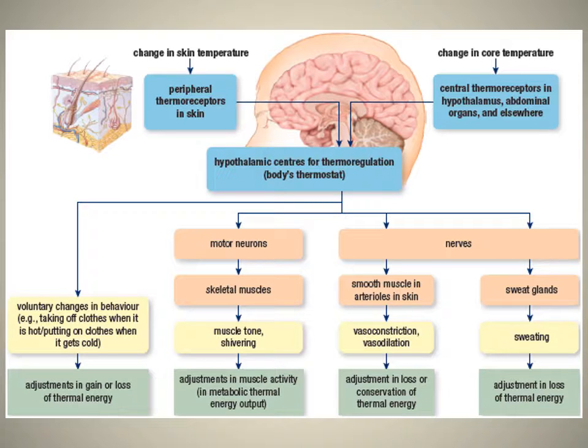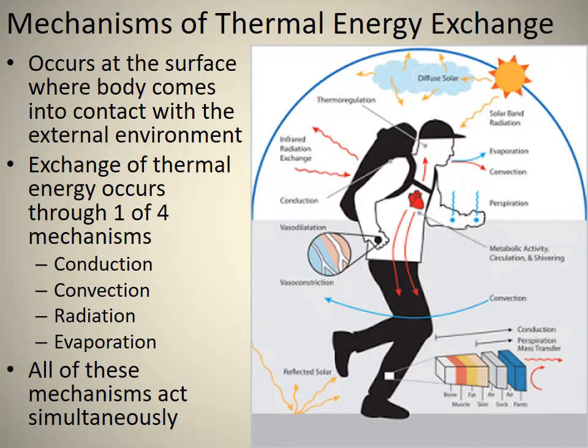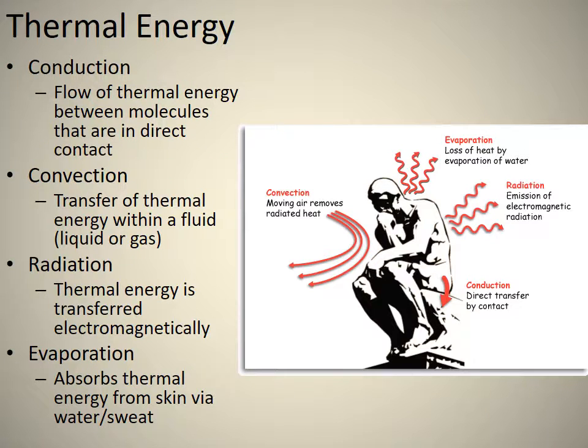Again, we see here, this is just a nice flow chart of what happens when our bodies experience a change in core temperature. Basically, there's a couple mechanisms of thermal energy exchange. Again, I said this is a trigger response. Some of the mechanisms include conduction, convection, radiation, and evaporation. All of them act simultaneously to help maintain internal temperature, and we'll talk about each of them. It occurs at the surface of our integumentary system.